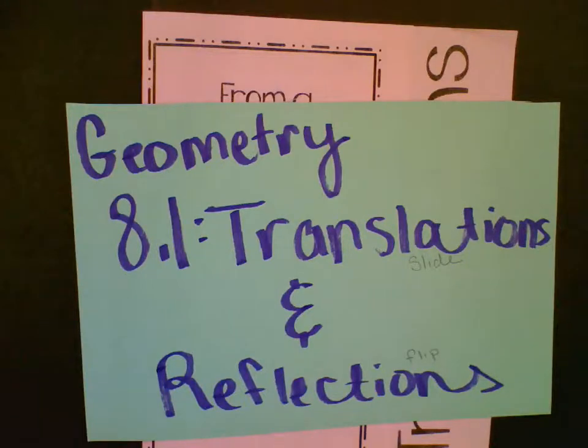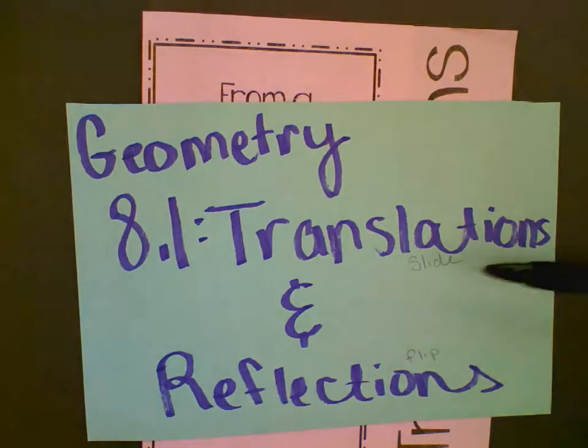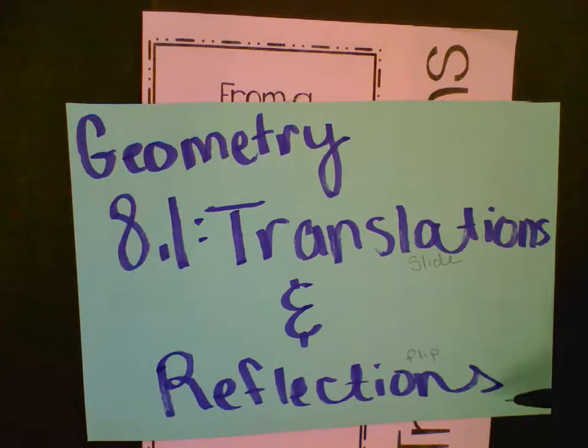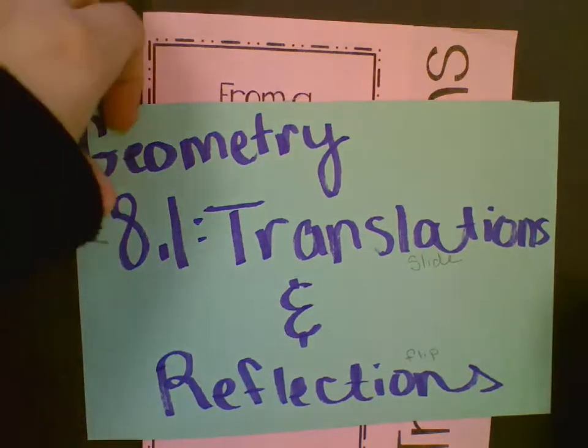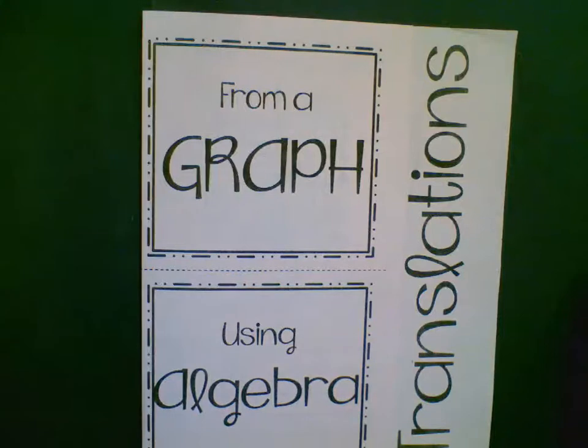Hi everyone. So in chapter 8, we're going to learn about all different kinds of transformations. So today we're starting with translations and reflections, which I think we've had some experience with before. A translation is also known as a slide, and a reflection is a flip, which is what you might have called them back when you learned them previously.